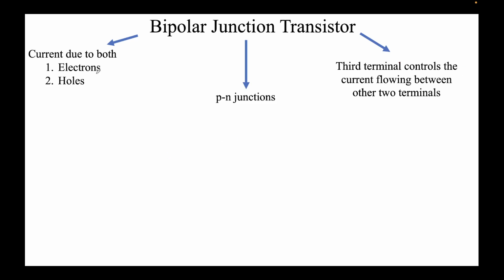Okay, so as I was saying, a bipolar junction transistor is a transistor, meaning it has a third terminal, which in the terminology of a BJT we call the base. And the other two terminals are known as the emitter and collector.